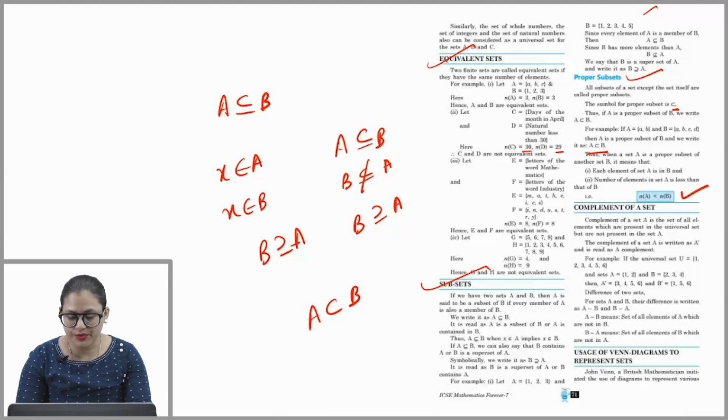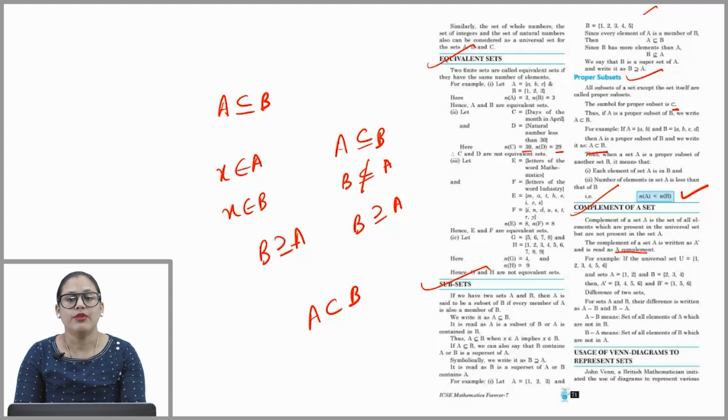Now, complement of a set. The complement of a set A is the set of all elements which are present in the universal set but are not present in the set A. The complement of a set A is written as A dash and it is read as A complement. For example, if the universal set U equals 1, 2, 3, 4, 5 and 6, and set A equals 1 and 2, B equals 2, 3 and 4, then A dash is 3, 4, 5, 6 and B dash is 1, 5, 6.